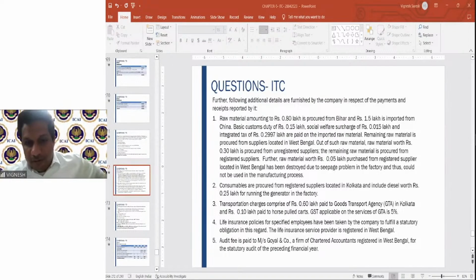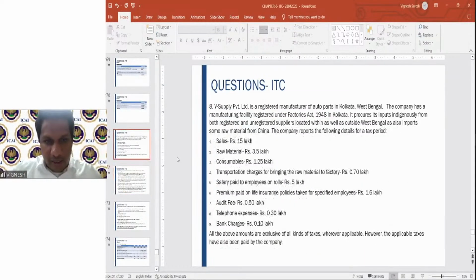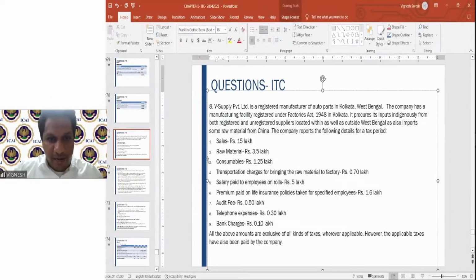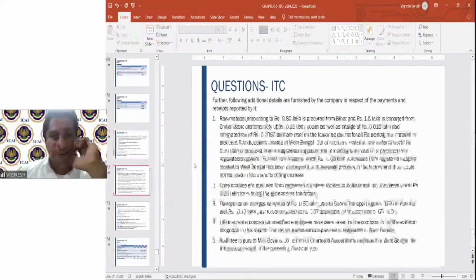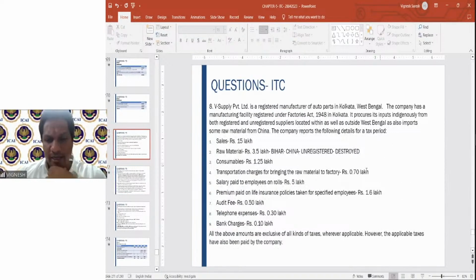Fine. So what is very clear, what you have to remember, is first to take the raw material. This raw material is 3.5 lakhs. Out of this, what all will you remove? Bihar you will remove, China you will remove, unregistered you will remove, and you will remove the destroyed one. Okay, understood? If you remove these four, you will get the balance. Fine. So that was your raw material related inputs.